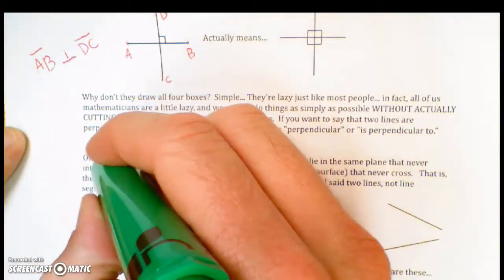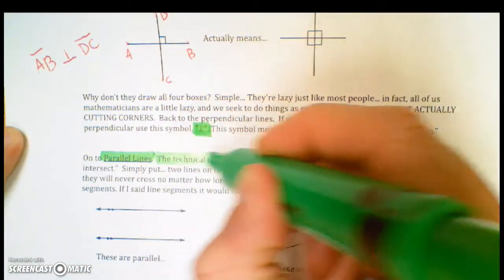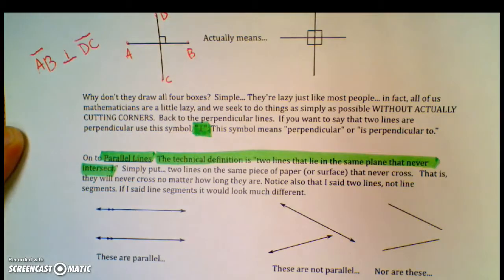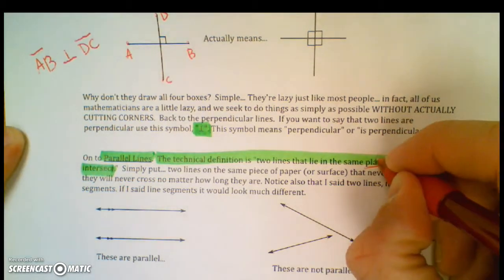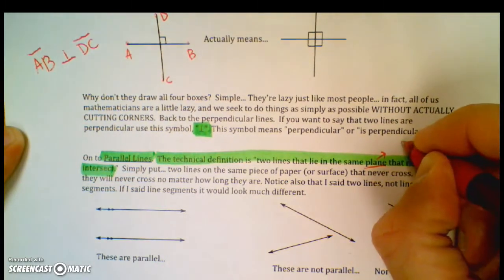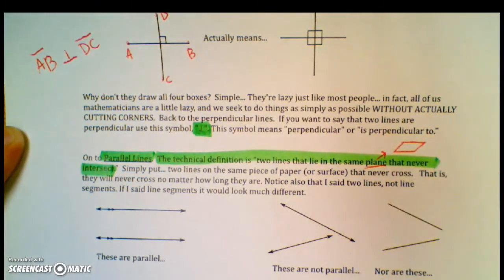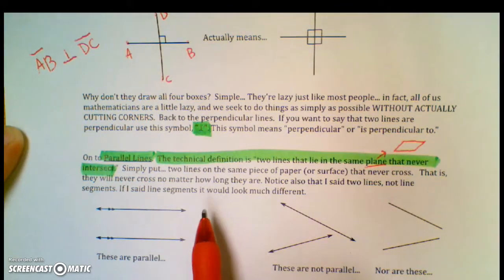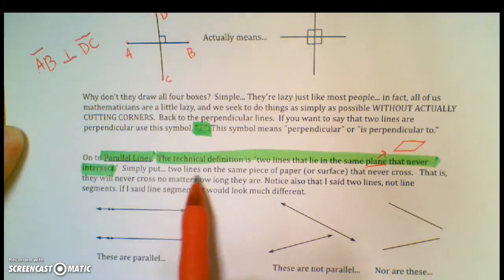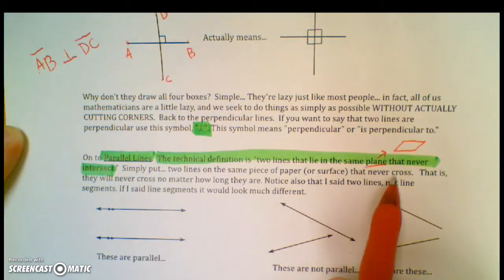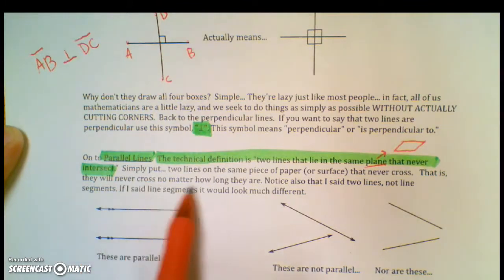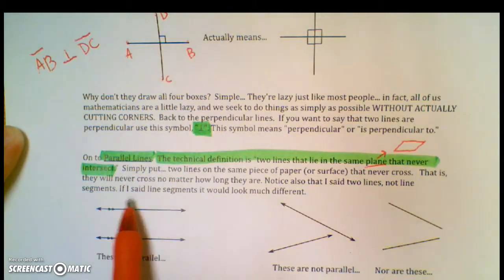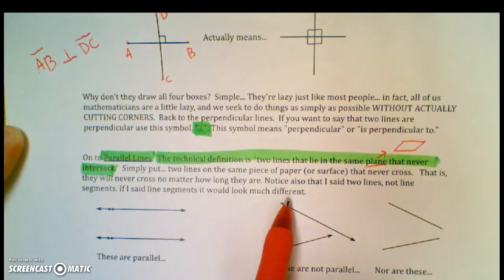The other type of lines you're going to work with in this class are parallel lines. So parallel lines, the technical definition is two lines that lie in the same plane that never intersect. So think about our definition of plane. A plane is just a flat surface that extends forever and ever, and generally we drew this picture to represent a plane. Two lines that are in that plane that never cross. So simply put, two lines on the same piece of paper or surface that never cross. That is, they will never cross no matter how long they are. Notice that I said two lines, not line segments. If I said line segments, it would look much different.